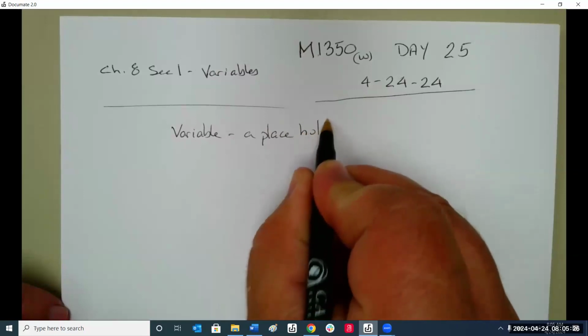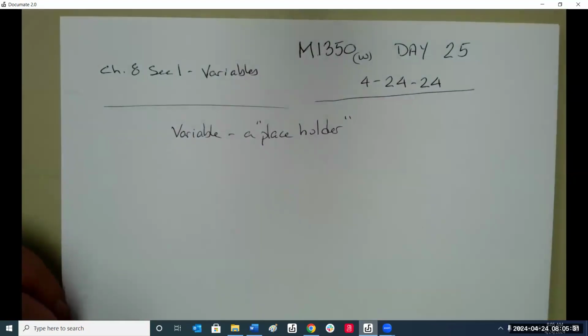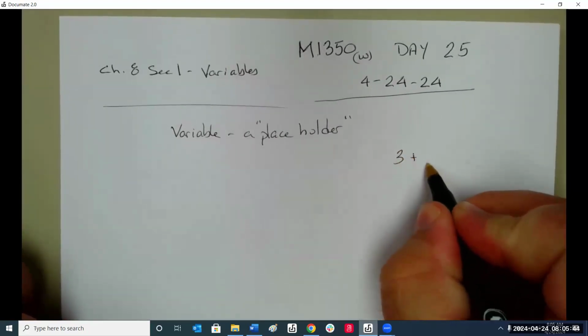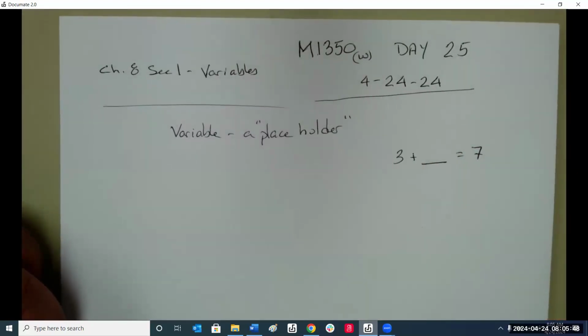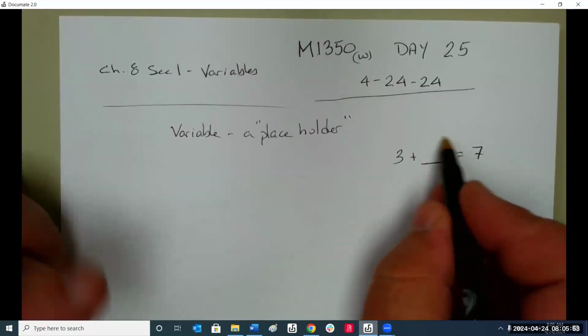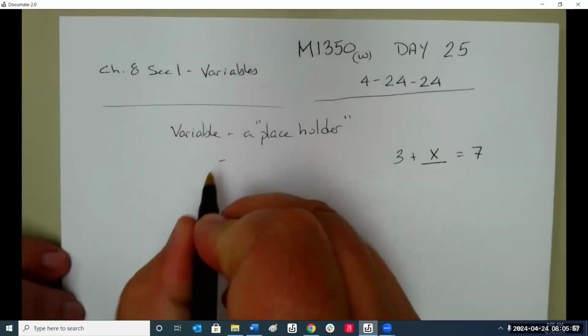Okay, what do you mean placeholder? Yeah, it could be that if you had 3 plus a number equals 7. Yeah, so since the place that we're trying to hold is this empty space, we put a variable there. What forms do variables have?